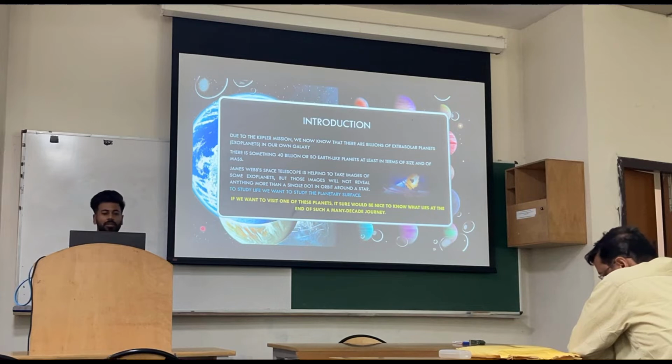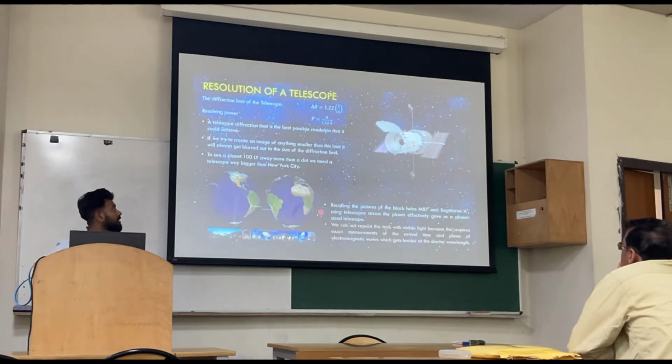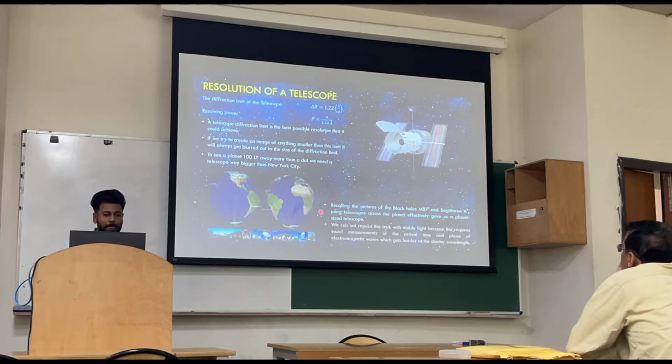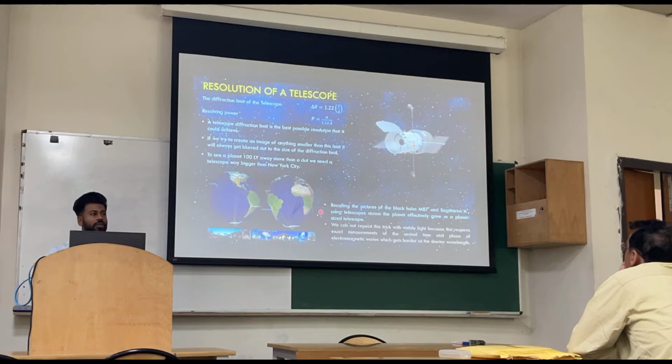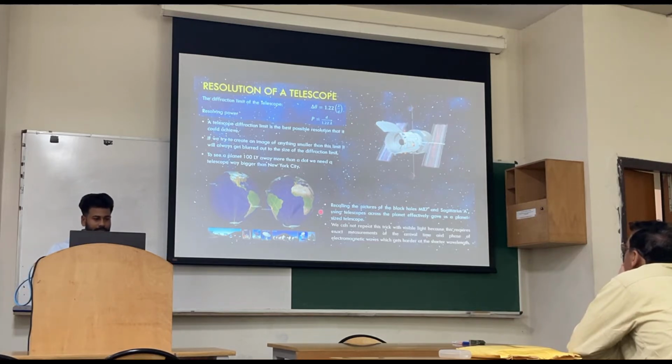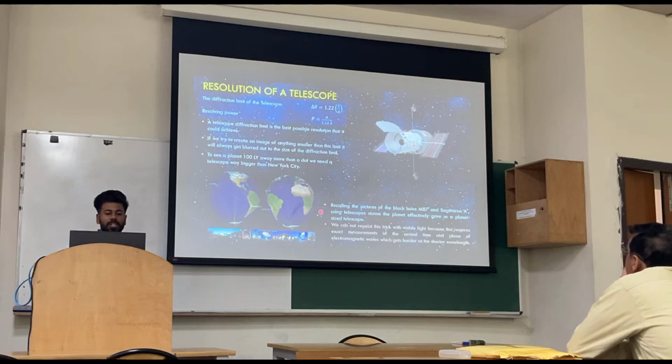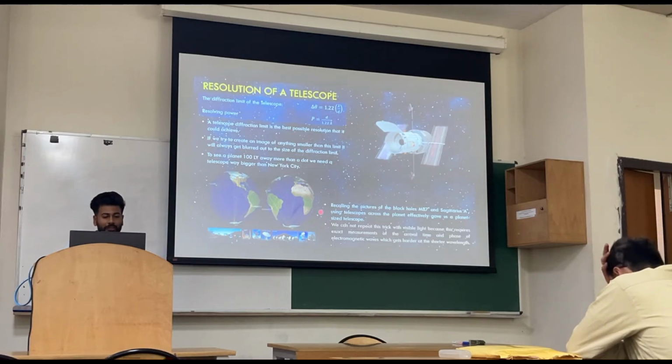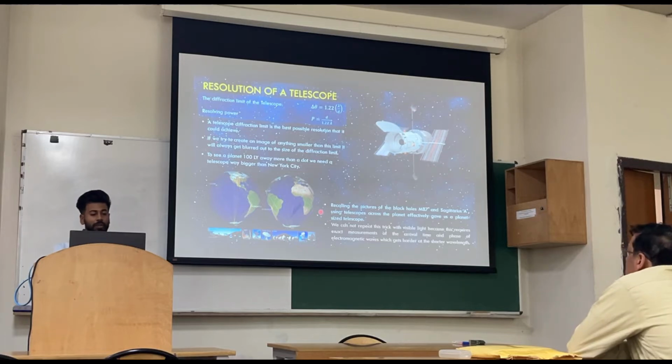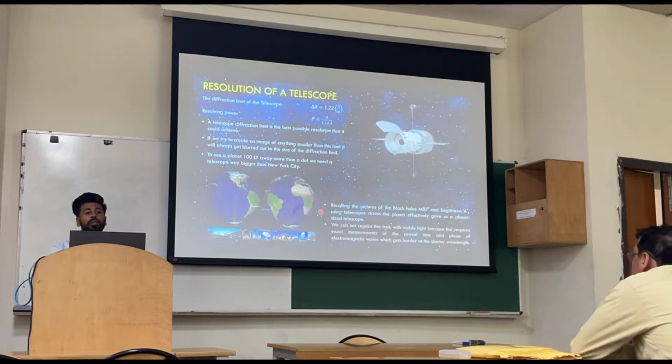So what does that mean? To understand that, first let's discuss the resolution of the telescope. The diffraction limit of a telescope is inversely proportional to the aperture of the telescope. So to get a good diffraction limit, we definitely want a bigger aperture. A telescope's diffraction limit is the best possible resolution it can achieve. If we try to create an image of anything smaller than this limit, it will always get blurred out to the size of the diffraction limit.